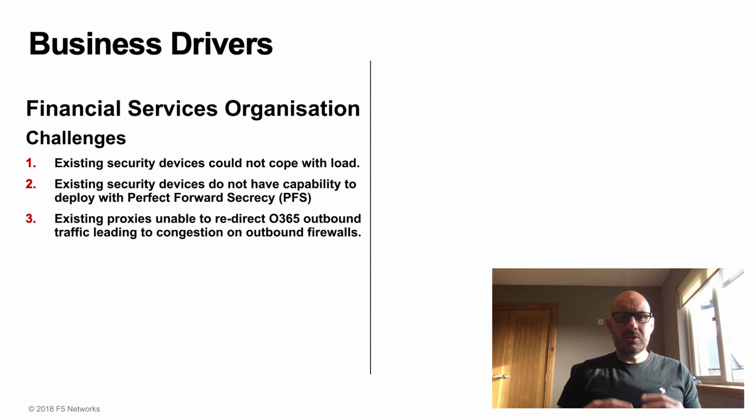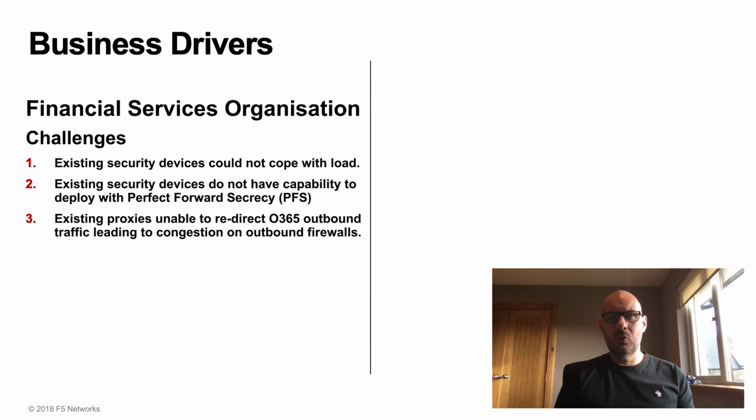The existing security devices as well didn't have the capability to deploy perfect forward secrecy and modern algorithms. And a little bit more about that later. And their existing proxies were unable to redirect Office 365 outbound traffic, leading to congestion on outbound firewalls. Just a little aside about Office 365, per user, we were expecting 20 to 40 connections per user. So depending on the number of users within your organization, that could be quite a heavy load on your infrastructure.